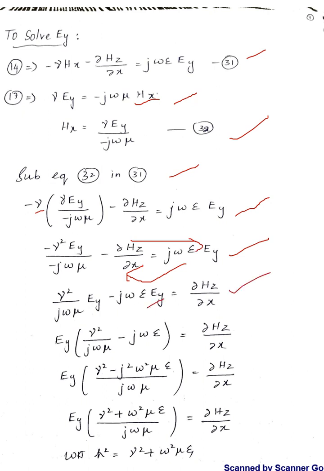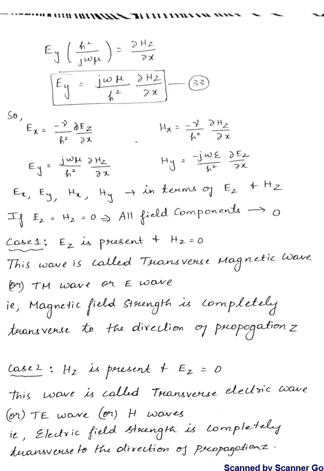I have Ey here and I also have Ey here, so I'm taking it common, and similarly after simplification you replace h square is equal to gamma square plus omega square mu epsilon. After substituting h square, you will get this equation. And finally, the Ey equation is nothing but j omega mu by h square into dou Hz by dou x.